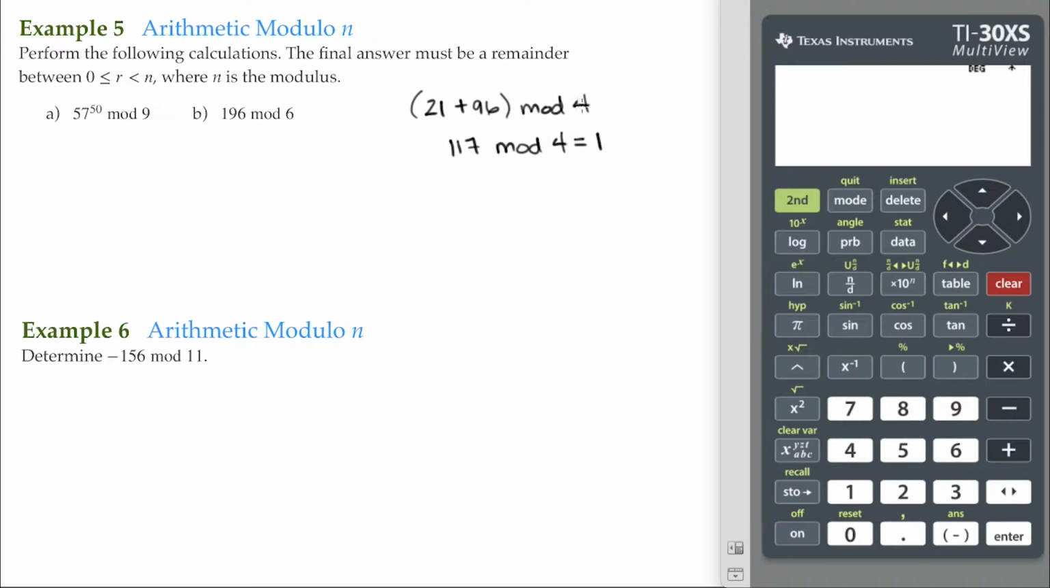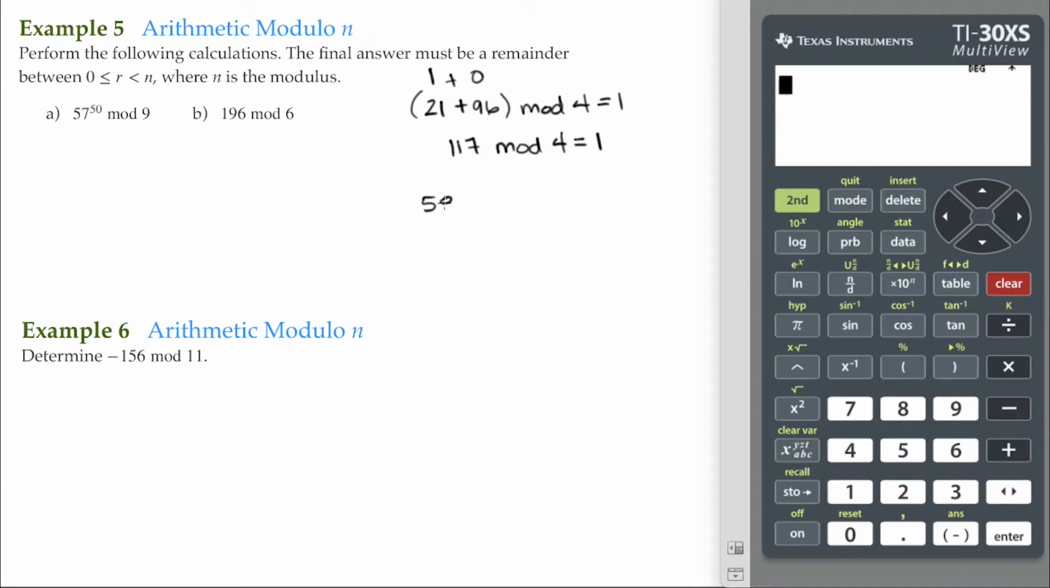And what we did is we did 4 goes into 21 5 times with 1 left over, and 4 goes into 96 evenly, so that's going to give us a remainder of 0. And we had 1 plus 0, that's 1, and 1 mod 4 is 1. But we certainly don't have to do 21 and 96. You could break up 117 just about any way that you want to.